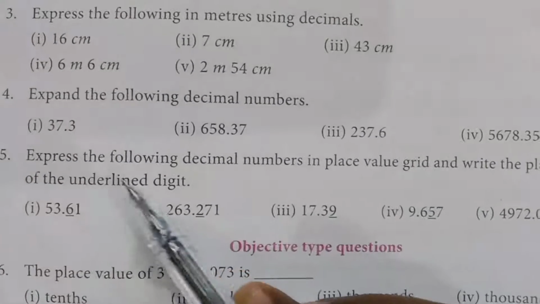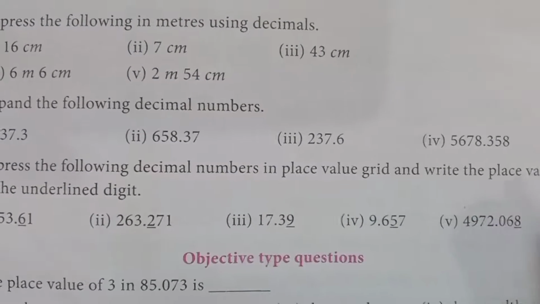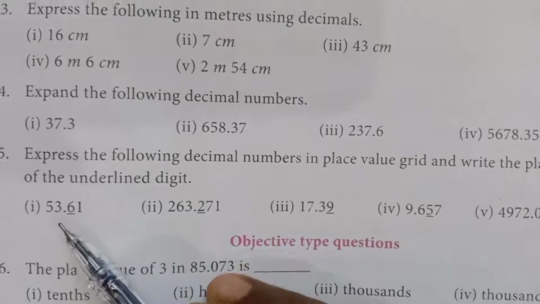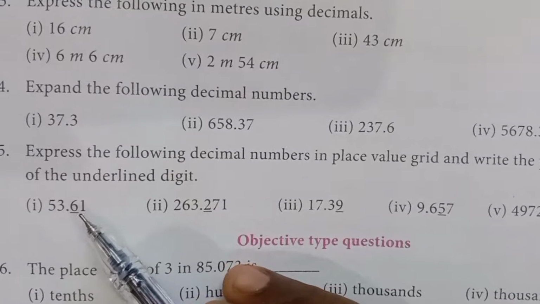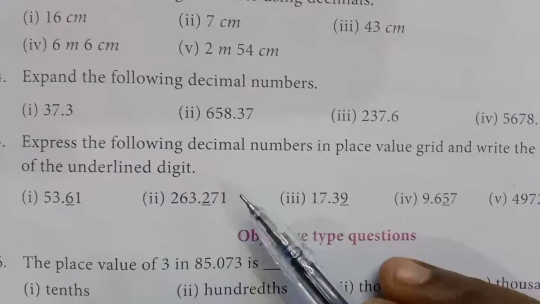Fifth question, express the following decimal numbers in a place value grid and write the place value of the underlined digits. Okay, so the first problem 53.61, so the underlined digit is 6.